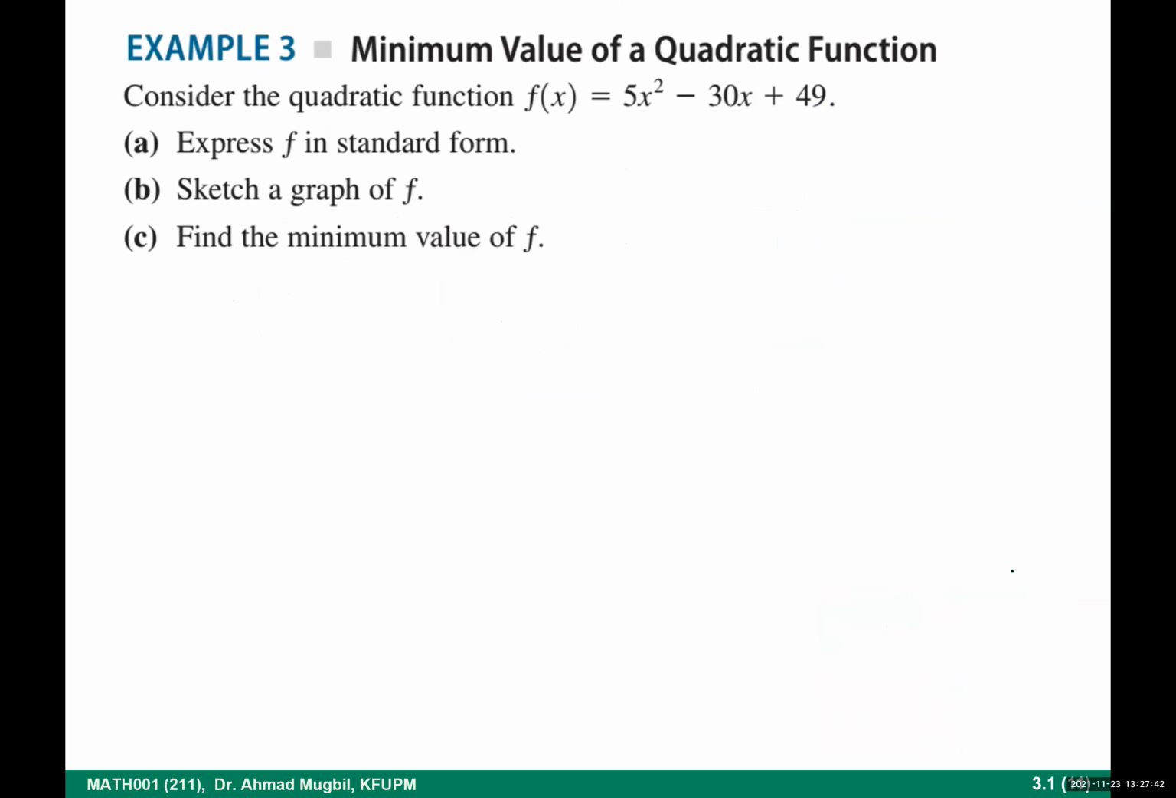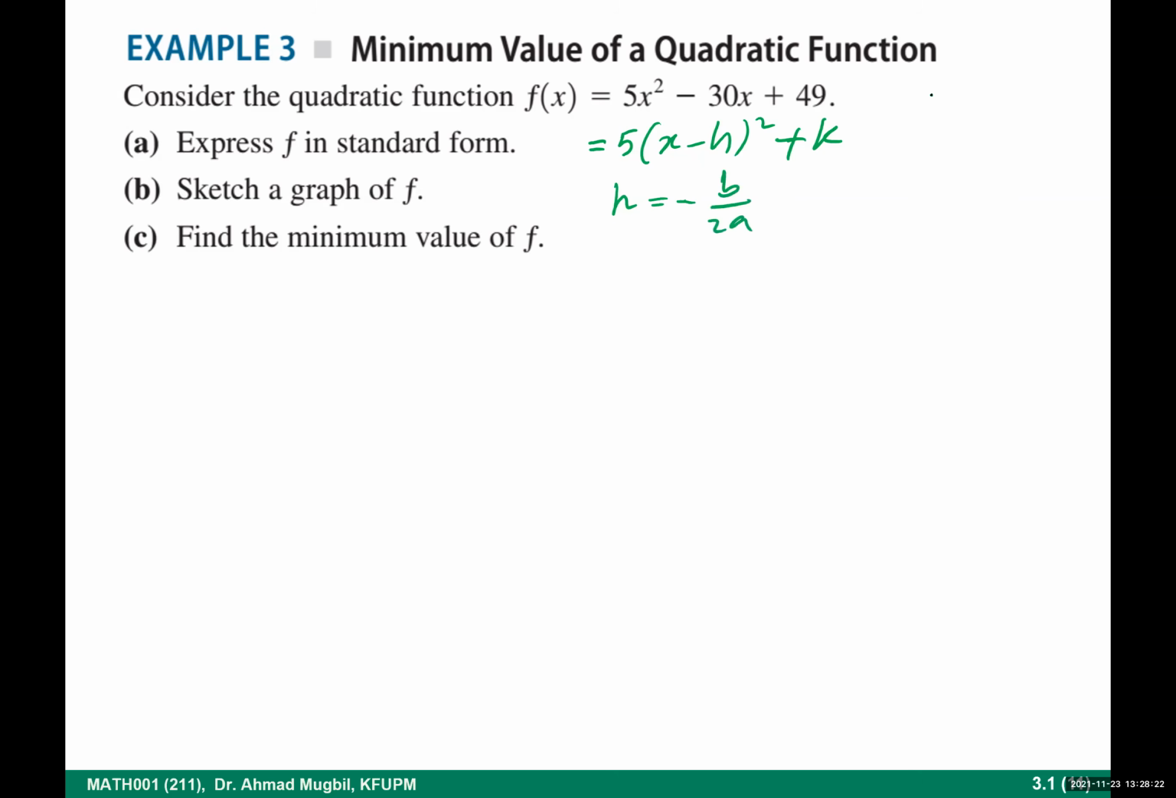Let's apply this for this example. Consider this quadratic function. Express it in the standard form. Are you going to complete the square? You can. Why not? But no need, because we did complete the square for the general form. At the end, this will be 5 times x minus h all squared plus k. Is that right? Yes. A is 5, clear. Now I just need to know what h is. Negative b over 2a.